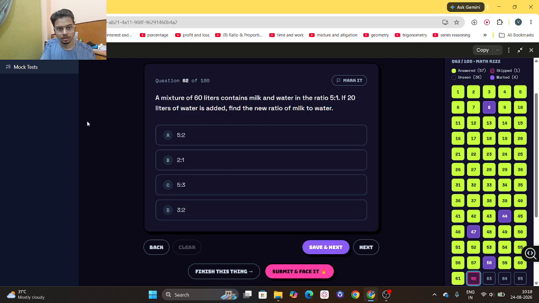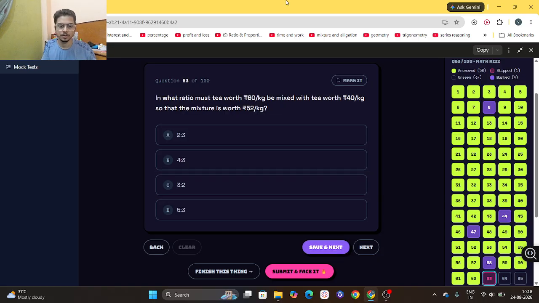Next. A mixture of 60 liters contains milk and water in the ratio of 5:1. 6x is equal to 60, x is equal to 10. So milk is 50 liters and water is 10 liters. If 20 liters of water is added, then it becomes 5:3.